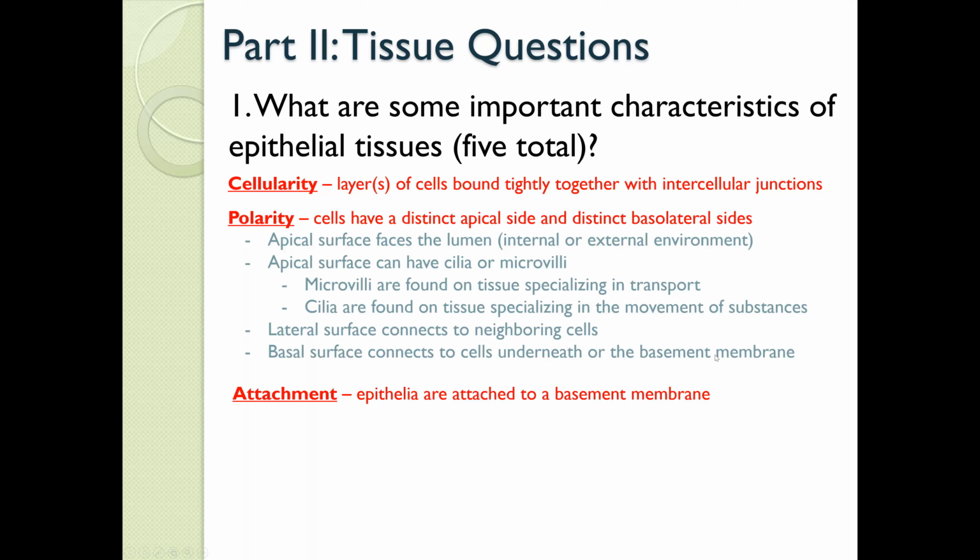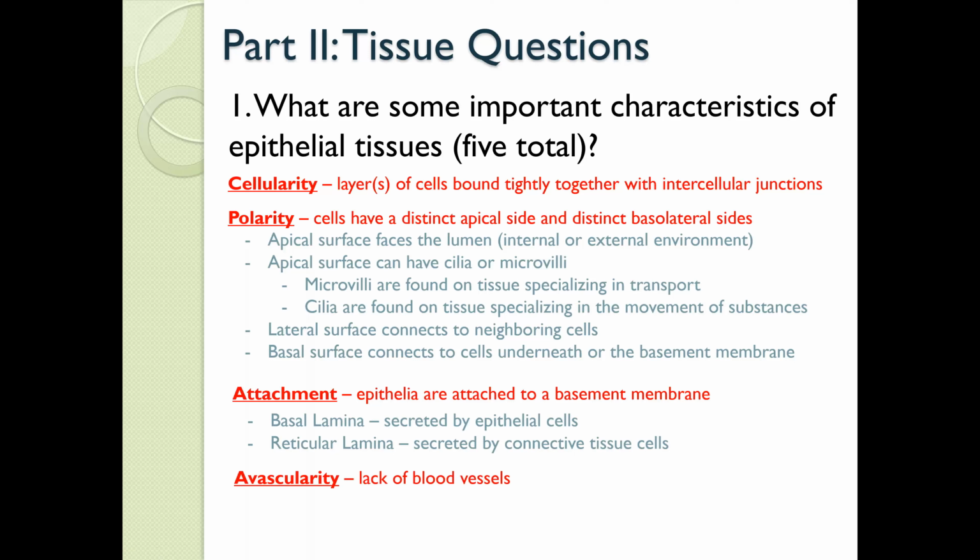Epithelial tissue is also characterized by attachment. So remember, the epithelia are attached to a basement membrane. And again, a quick review. The basement membrane has 2 components. The basal lamina is secreted by the epithelial cells on top of the basement membrane, and the reticular lamina is secreted by the connective tissue cells that are underneath the basement membrane.